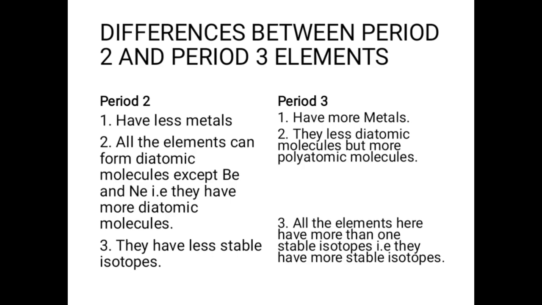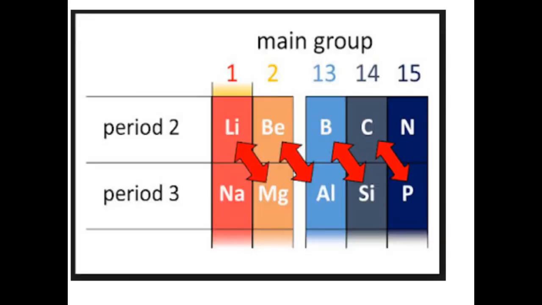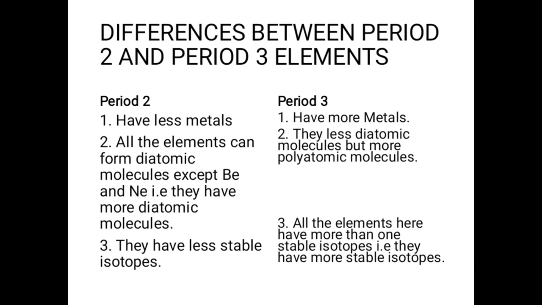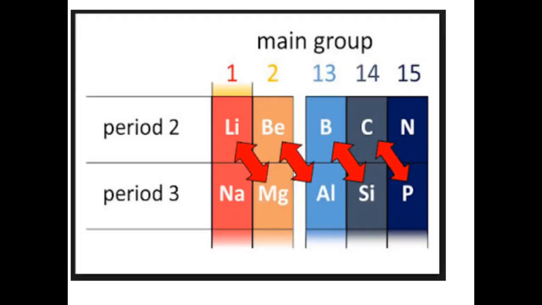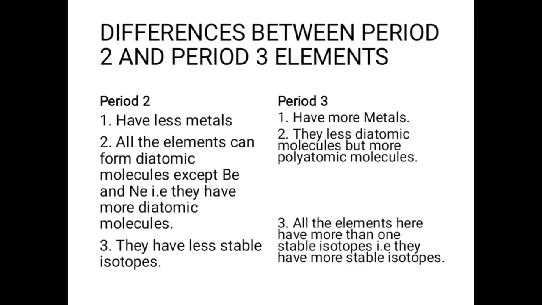And then of course, neon is a noble gas, but all others can form diatomic molecules. But that means that in period 2 we have more diatomic molecules, but in period 3 we have more polyatomic molecules. Another difference between them is that period 2 elements have fewer stable isotopes.